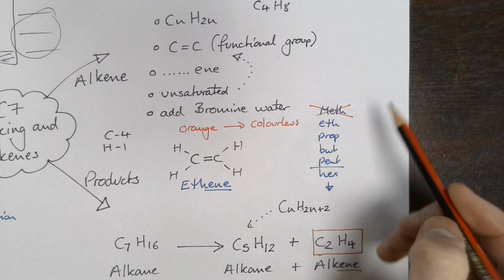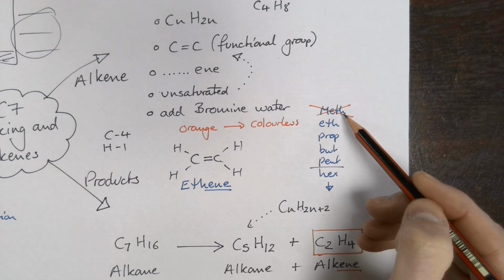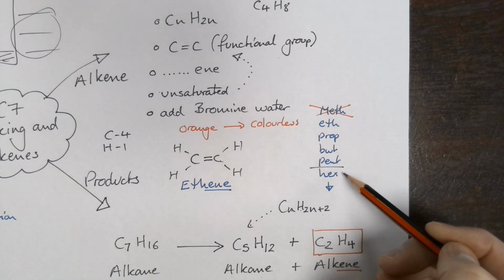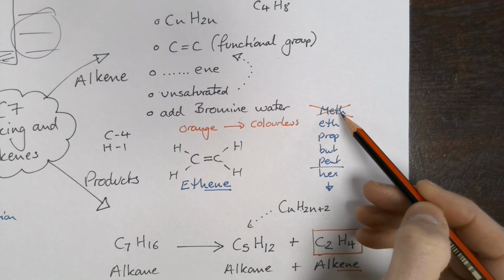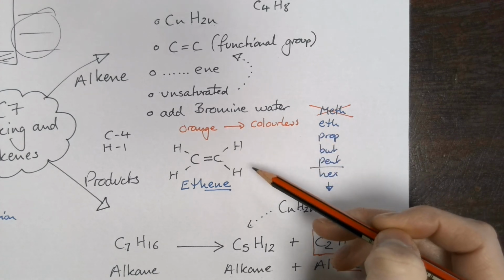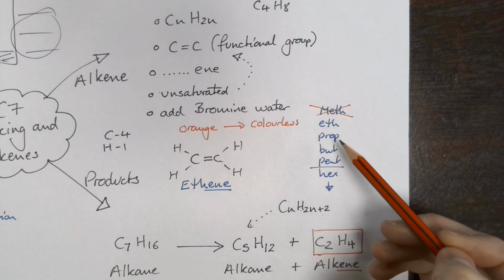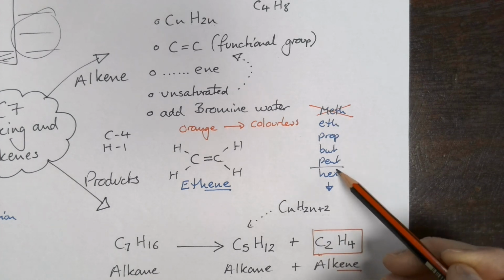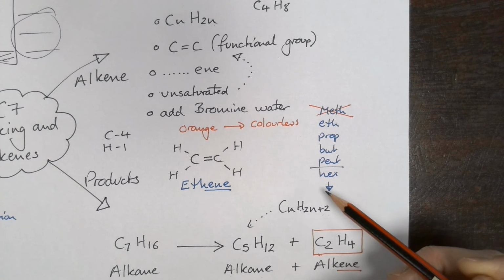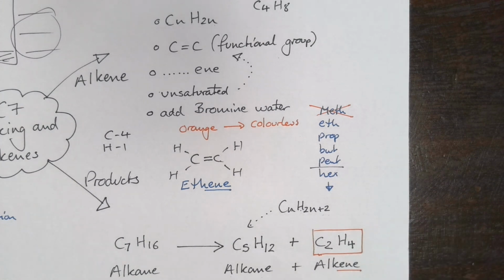Naming the alkenes is very simple. We use the same terminology that we use when using the alkanes, except we can't have methane because we can't have a double carbon bond with only 1 carbon. So this doesn't exist. We've got ethene as the first one, then propene, butene, pentene, and so on. We only need to know the first 4.